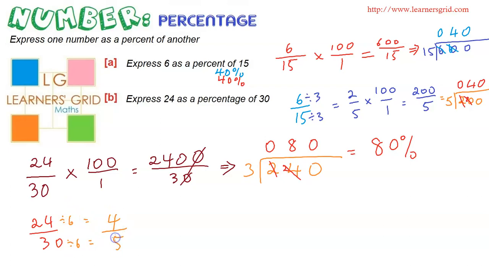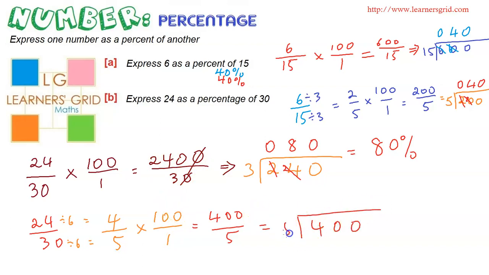So that's 5. And now I can do my old 100. And now I can do numerator times numerator. So that gives me 400. Denominator times denominator gives me 5. And instead of doing 2,400 divided by 30 or 240 divided by 3, I have 400 divided by 5. 5 into 4, that doesn't happen, carry the 4. 5 into 40 is 8. 5 into 0, and there you go.